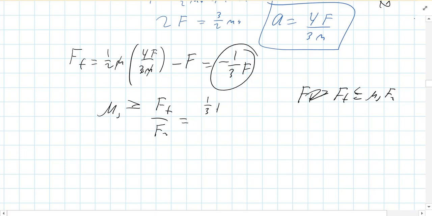So that was 1/3 F, and the force normal is mg. So your answer is F divided by 3mg. So that's the minimum value of this coefficient of static friction to keep the paper towel roll from sliding.